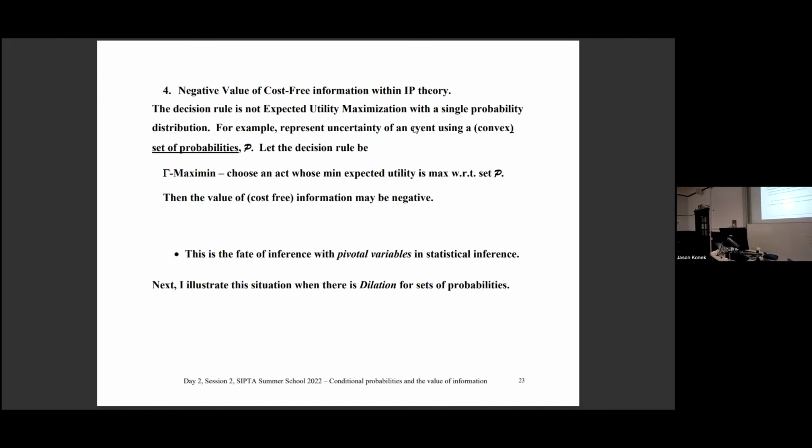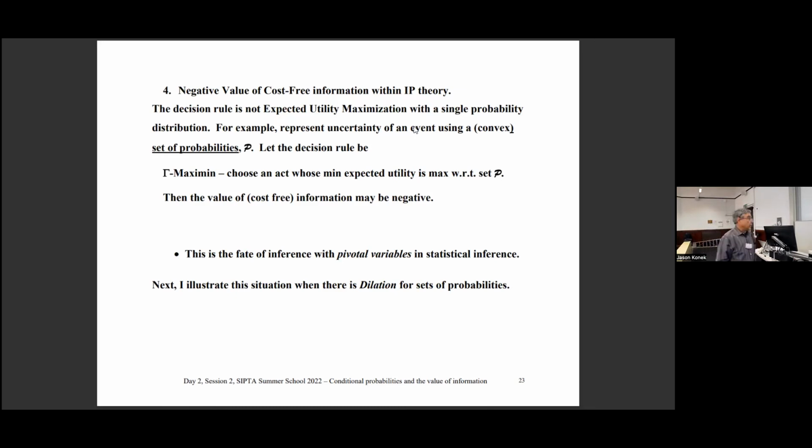So I want to suggest that there's another way that value of information can not only fail, but can be turned on its head with negative value. And that's imprecise probability, IP. We're going to see cases of IP where the law of conditional expectation property does not hold.